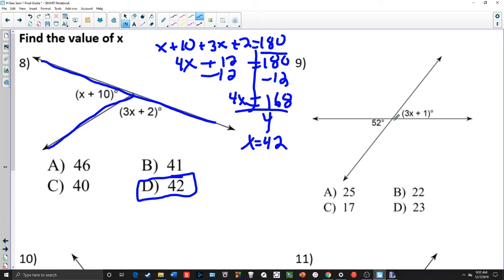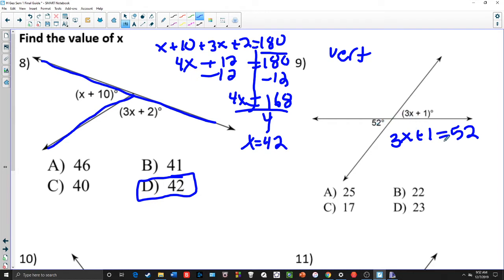This next one here makes the X shape, right? So if I outline this angle here, and this angle here, they make this sort of X pattern. And that means that they're vertical. So these are vertical angles. And we know that vertical angles are always equal to each other. Not equal to 180 necessarily, but equal to each other. So this will be written as 3x plus 1 equals 52.